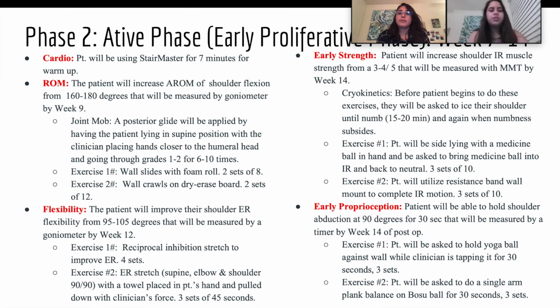Our phase 2, the active phase or early proliferation phase, is weeks 7 through 14. For our cardio exercises, the patient will be using Stairmasters for 7 minutes for their warm-up. Our range of motion goal is that the patient will increase active range of motion of shoulder flexion from 160 to 180, measured by a goniometer, by week 9.